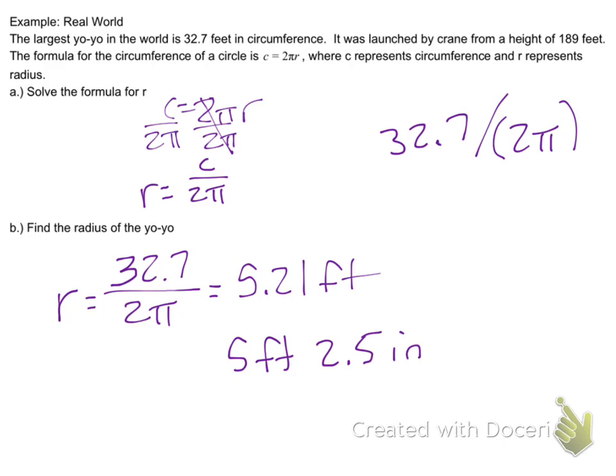So I'm guessing there are people in this room that are about 5'2", 5'3". Okay? That yo-yo has a radius that is as tall as you are. That means that this yo-yo has a diameter of what? 10 feet 5 inches, or 2 of you, right? That's how tall it would be. It's probably about as tall as the ceiling in this room.